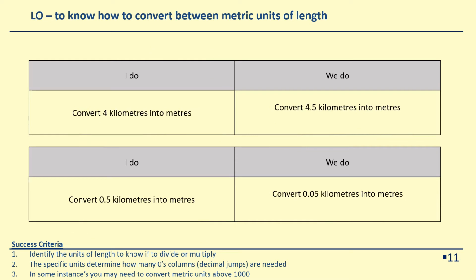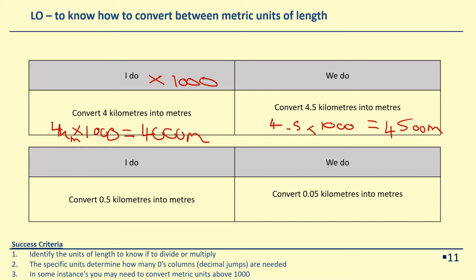All right, now we're back to kilometers and meters. You said it, there's a pattern emerging, nice and simple, times by 1,000. 4 times 1,000 will mean 4,000 meters. Okay, the We Do then. 4,500 meters. Well done if you got it correct.